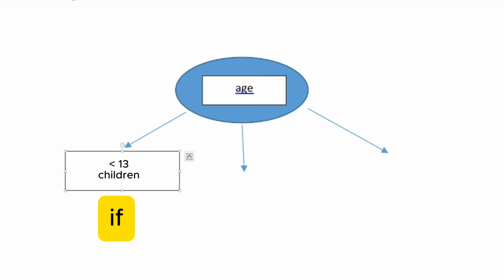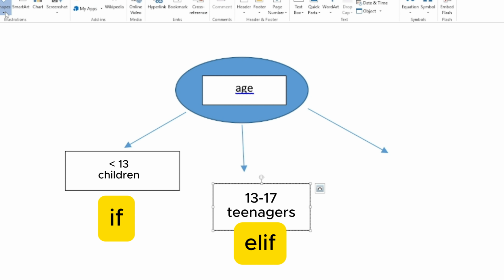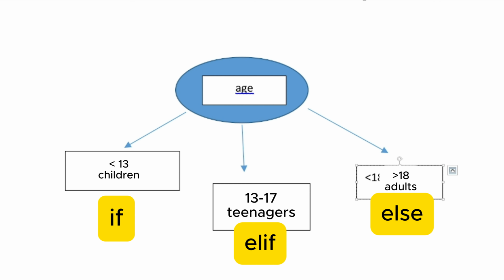Let's see an example. For example, imagine that for children under 14 years old, the museum ticket is free. So in this case you will write if a person is under 14 years old. Then we have another condition, from 14 till 17 years old. These people are teenagers. So this condition you will write with elif. And for the other people, if they are not under 14 and not from 14 to 17, we will use else, and this will be people more than 18 years old.